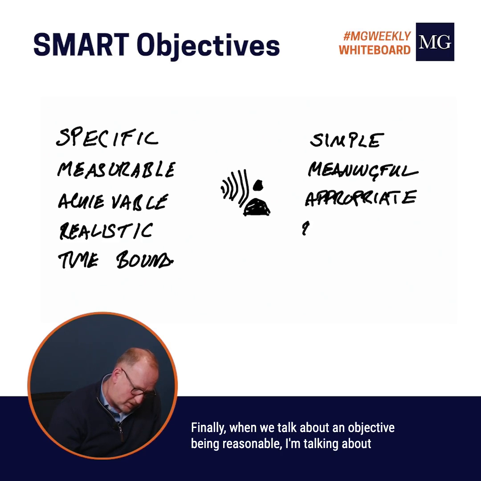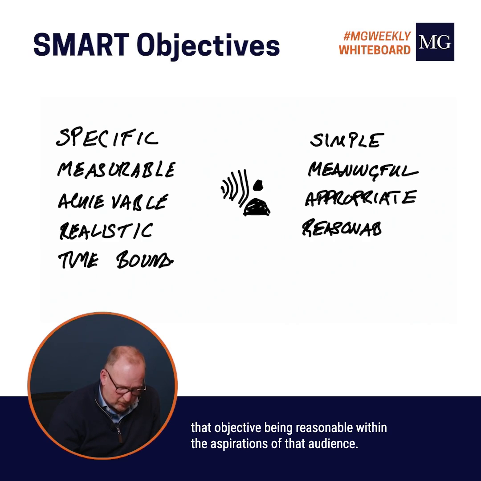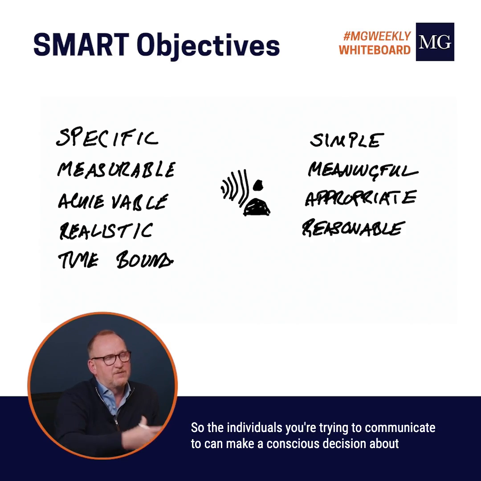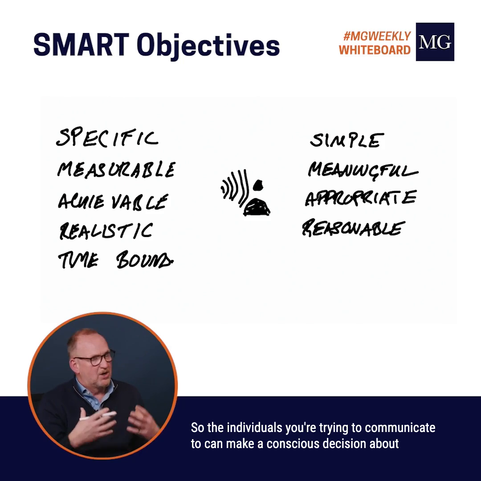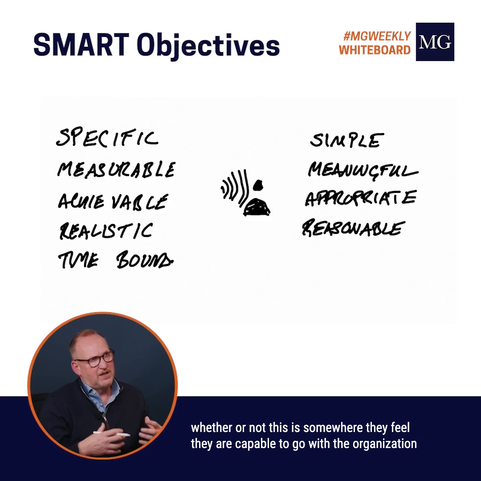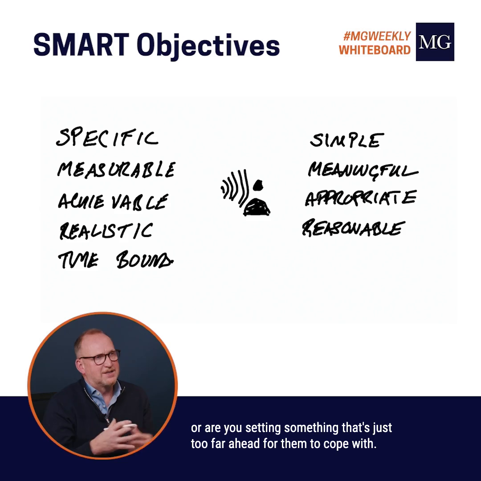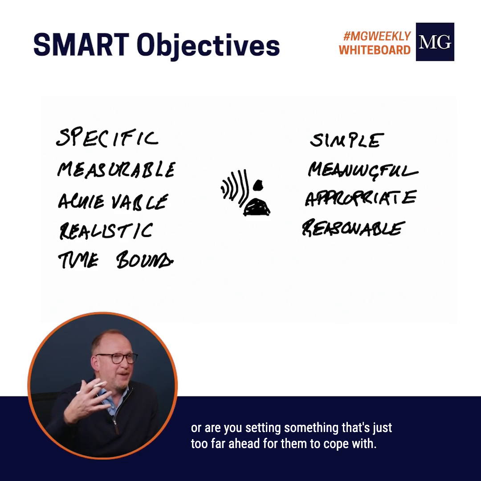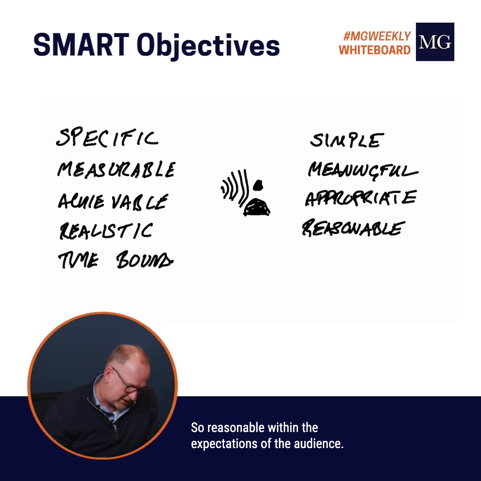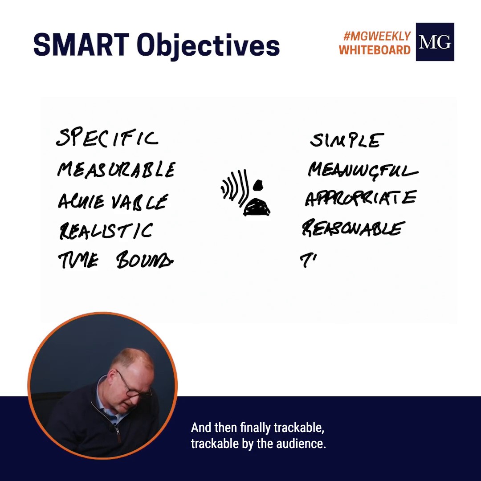Finally, when we talk about an objective being reasonable, I'm talking about that objective being reasonable within the aspirations of that audience. So the individuals you're trying to communicate to can make a conscious decision about whether or not this is somewhere they feel they are capable of going with the organization, or are you setting something that's just too far ahead for them to cope with? So reasonable within the expectations of the audience. And then finally, trackable.